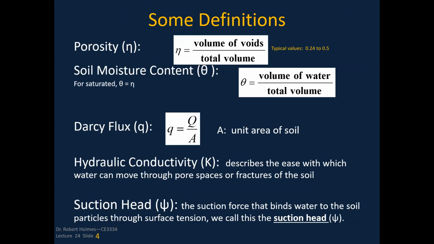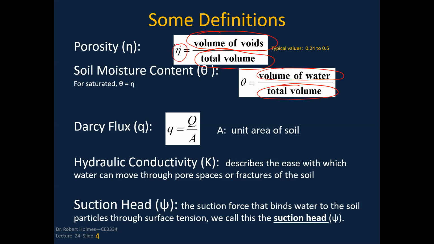Porosity of the soil is the volume of the voids divided by the total volume of the material. We've got soil moisture content, which is the volume of water in that soil divided by the total volume of the soil. Note that the maximum saturated soil moisture content is going to be equal to whatever our porosity is. That's the maximum you can have.